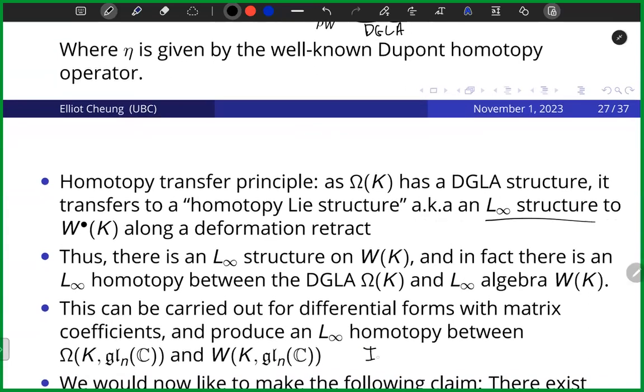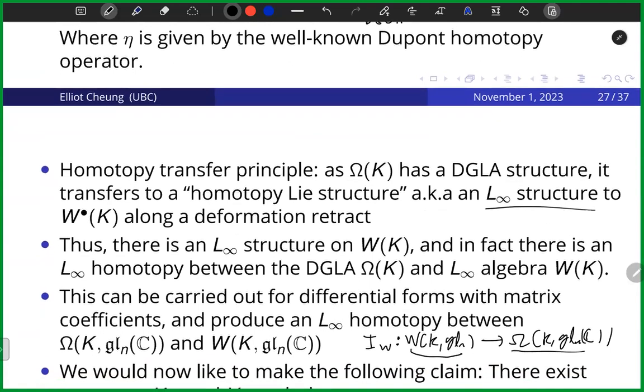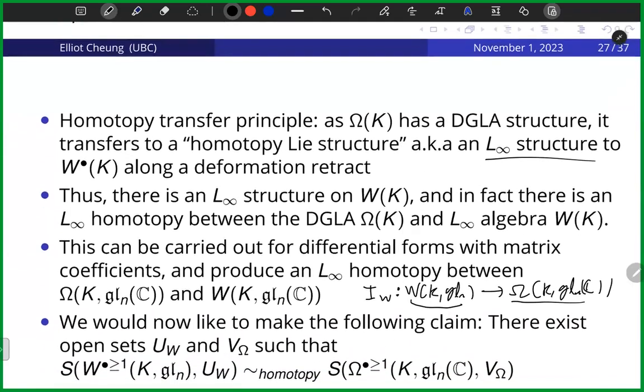And there's an inclusion, an L infinity morphism that goes like this. And this L infinity morphism, this inclusion, is a homotopy equivalence. Remember, this L infinity algebra is supposed to be a deformation retract of this differential graded Lie algebra. Sorry, Elliot.